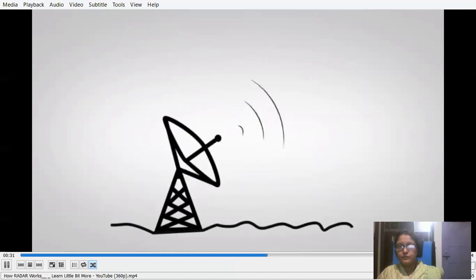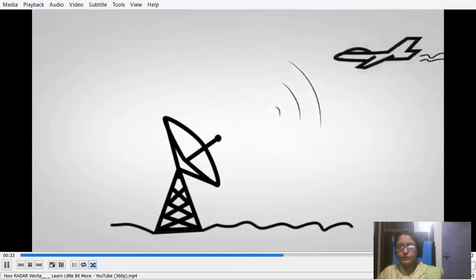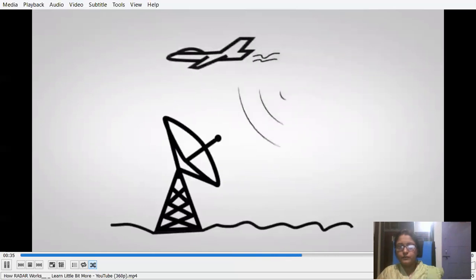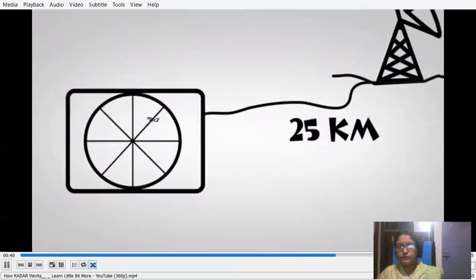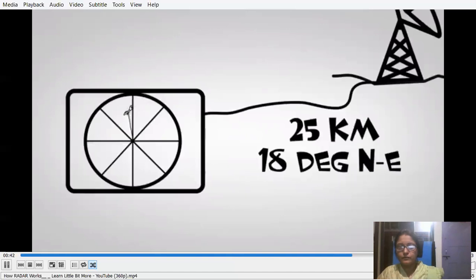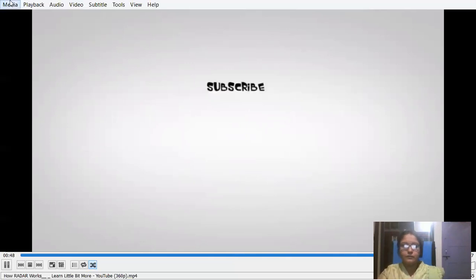Radar works by transmitting radio signals at equal intervals of time. The time difference between the transmitted signal and the received signal determines the distance of objects, and the position at which the signal is picked up determines the bearing. Most radar systems are two-dimensional and display their position in polar coordinates. Thank you for watching. Until next time, keep learning.